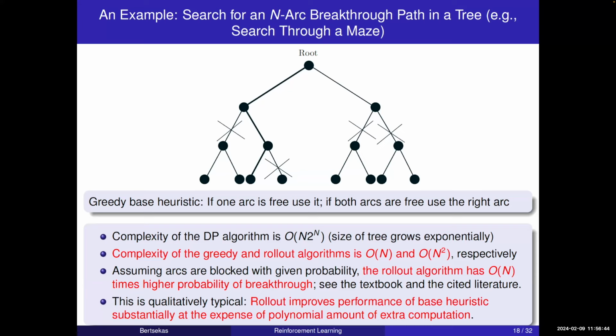So how many steps here is not an issue? Depending on the rollout, just go to the end. Well, the height of this is an n arc path. So the height of this tree is n. So it's trying to traverse each level of this tree and find a path that is unobstructed.